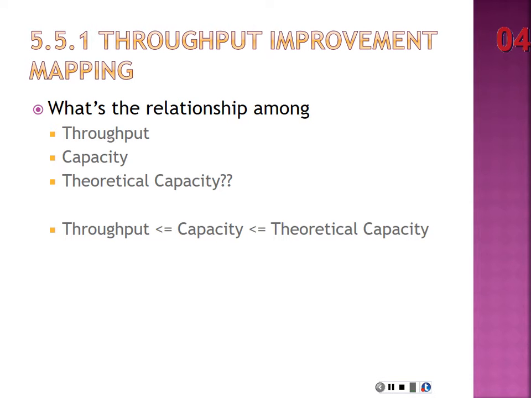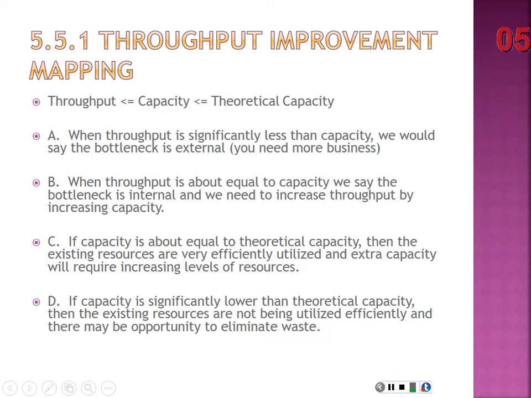And so what you should recognize from that is that your throughput is always going to be less than your capacity, and your capacity is always going to be less than your theoretical capacity. But you can use these measures to identify where you might be best spending your time, right, in trying to work on the process.